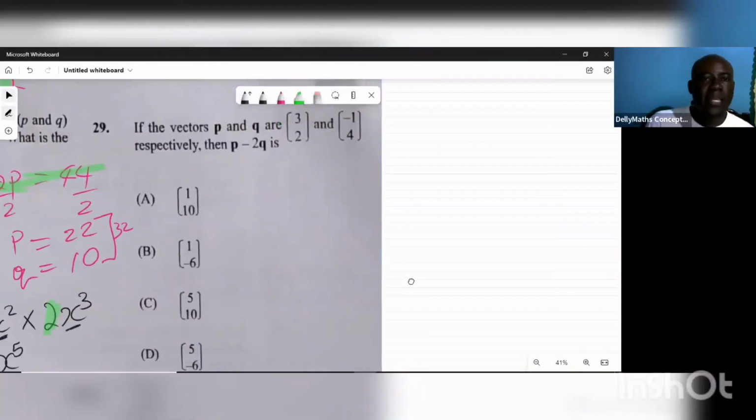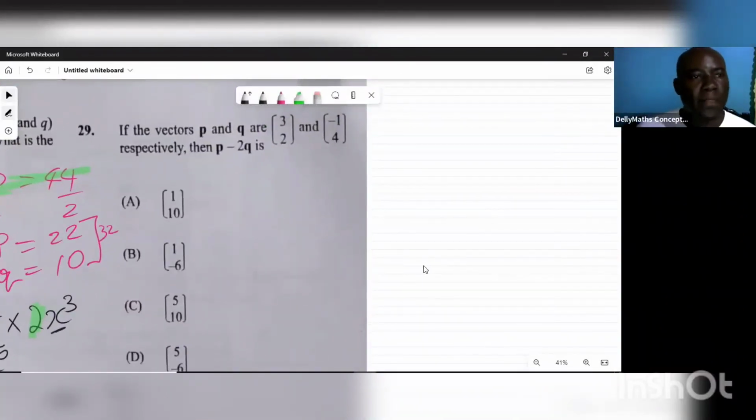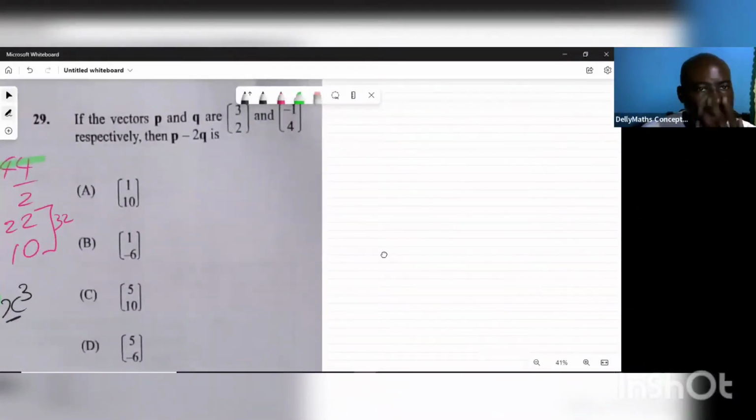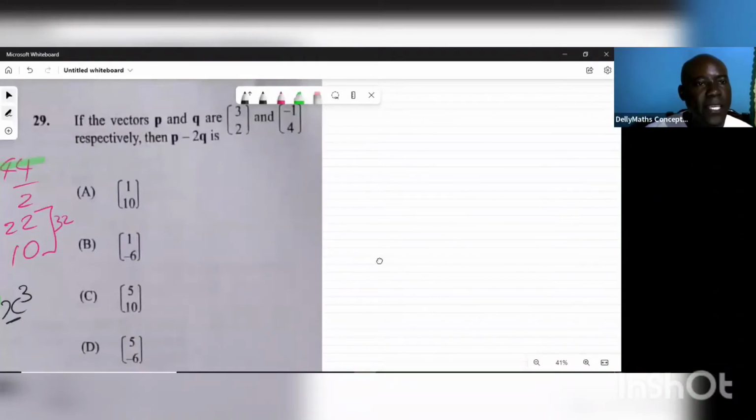And so this one says here that the matrix, no, my bad. The vectors P and Q are 3, 2, and -1, 4, respectively. Respectively would have meant that P is the first one and Q is the second one. That's what respectively would have meant, that it would have come in that order as well. All right.